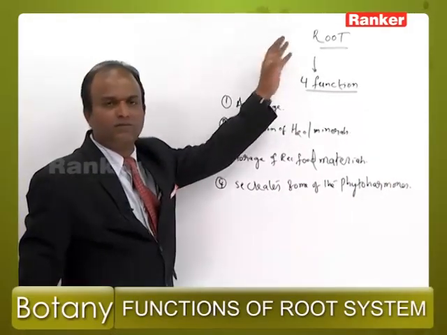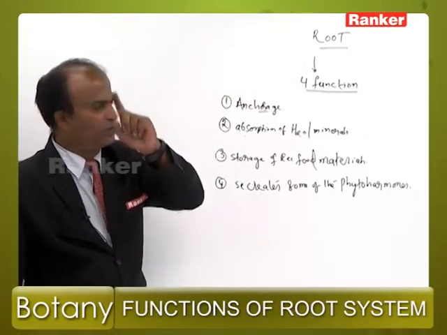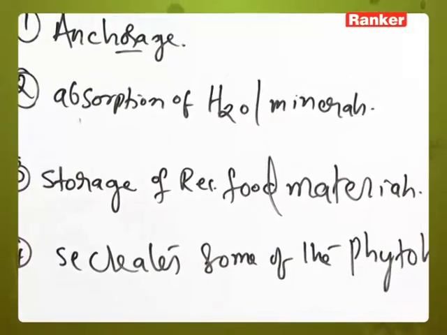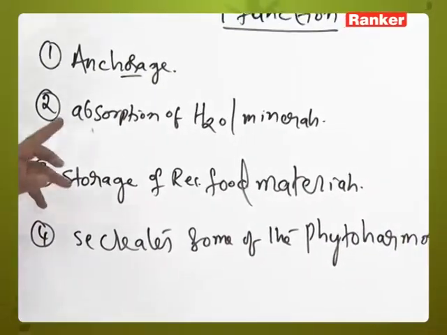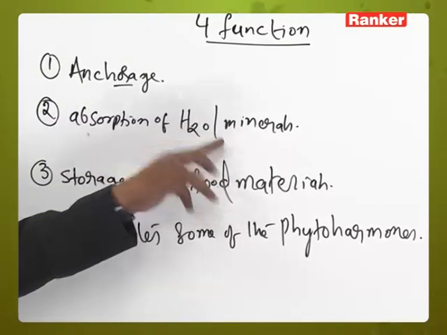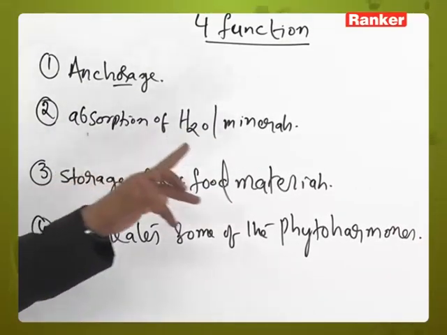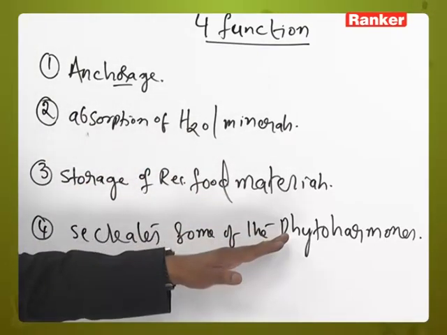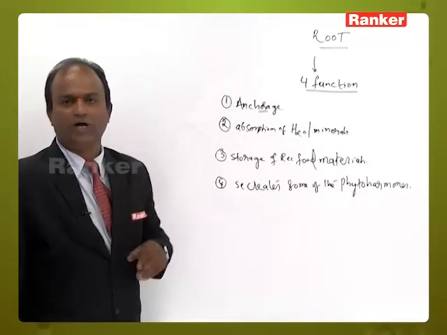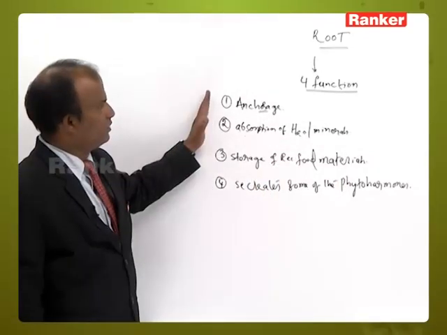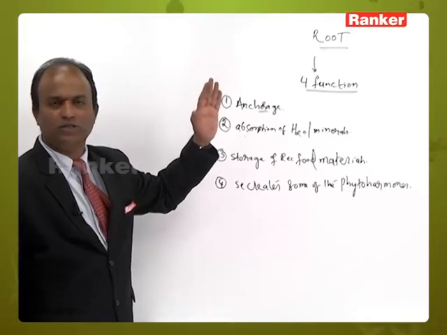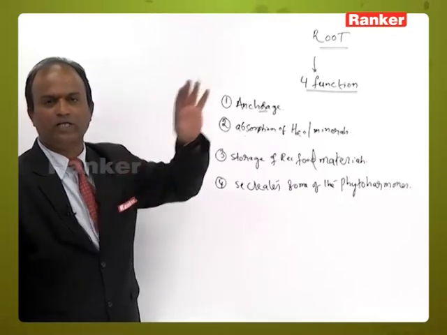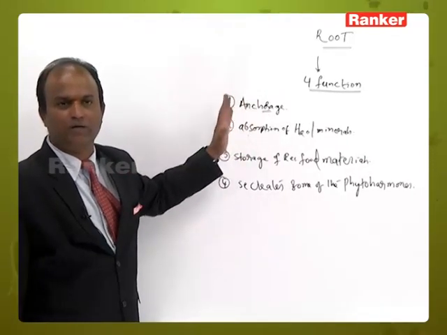That means the root system performs 4 functions. Of that, the first function is anchorage, due to which the plant can withstand along with them only. And the absorption of water and minerals is the second function. Third function is storage of reserved food materials. And the fourth function is that it helps in secretion of some phytohormones, by means of which we complete the root system and its characteristic features, and the types of root system and their characteristic features up to now.